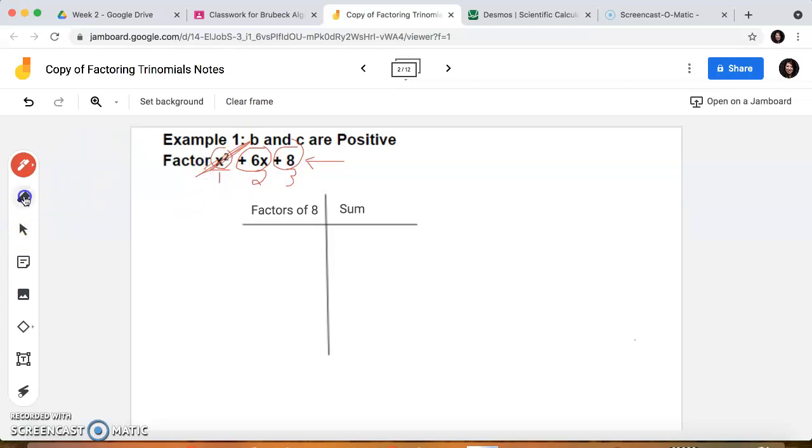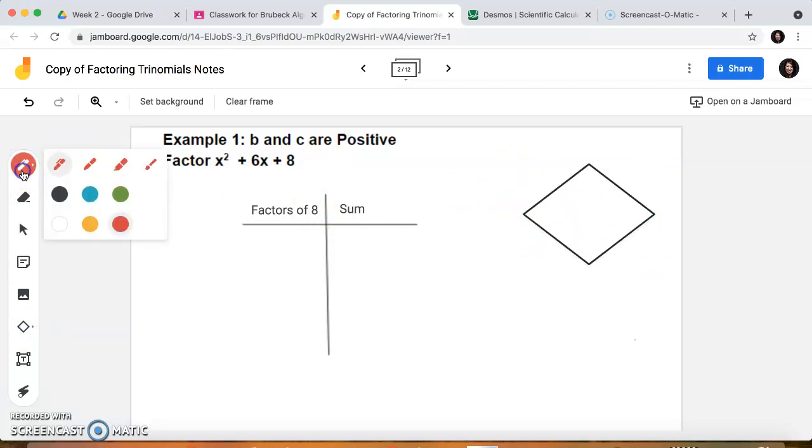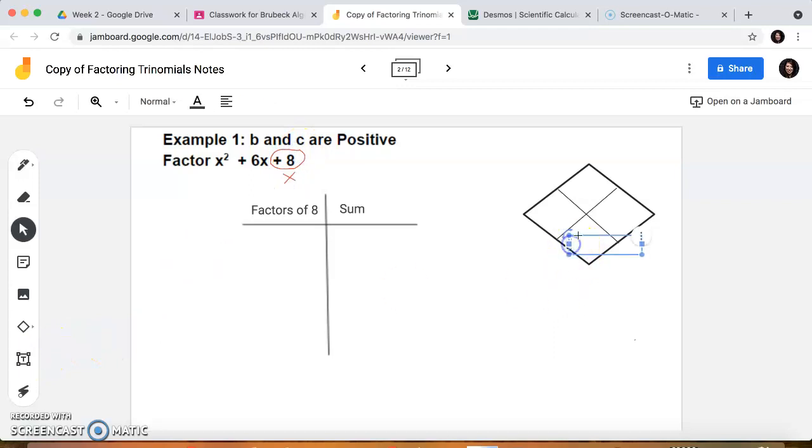The way we're going to do this is I'm going to make a diamond. For some students, the diamond method works. For others, they're not a big fan. I'll make a diamond, and then I'm going to go to the middle of each side and cross it like this. Okay, and I want to find two numbers that multiply to get me this 8. So I'm looking for two numbers that multiply to get 8 and two numbers that add.